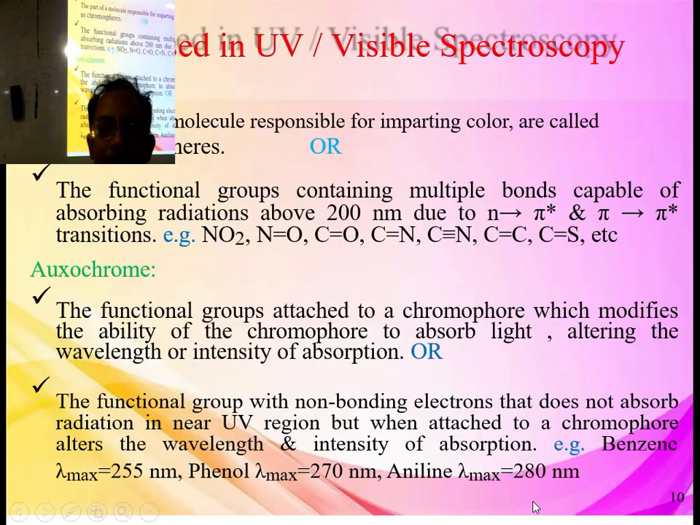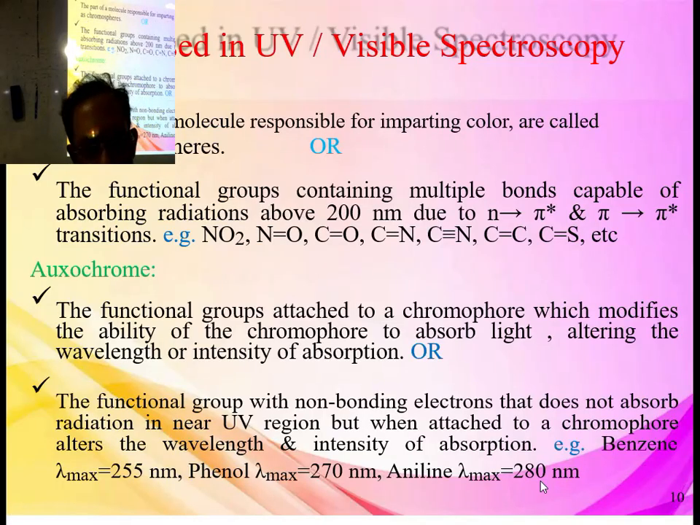Now, if you are shifting more and more towards longer wavelength, starting from UV and going towards longer and longer wavelength, there is every chance that it will give color. It will fall into the visible. You are shifting from ultraviolet towards visible. So benzene 255, then phenol 270, aniline 280, shifting towards more and more longer wavelength. So it will give color.